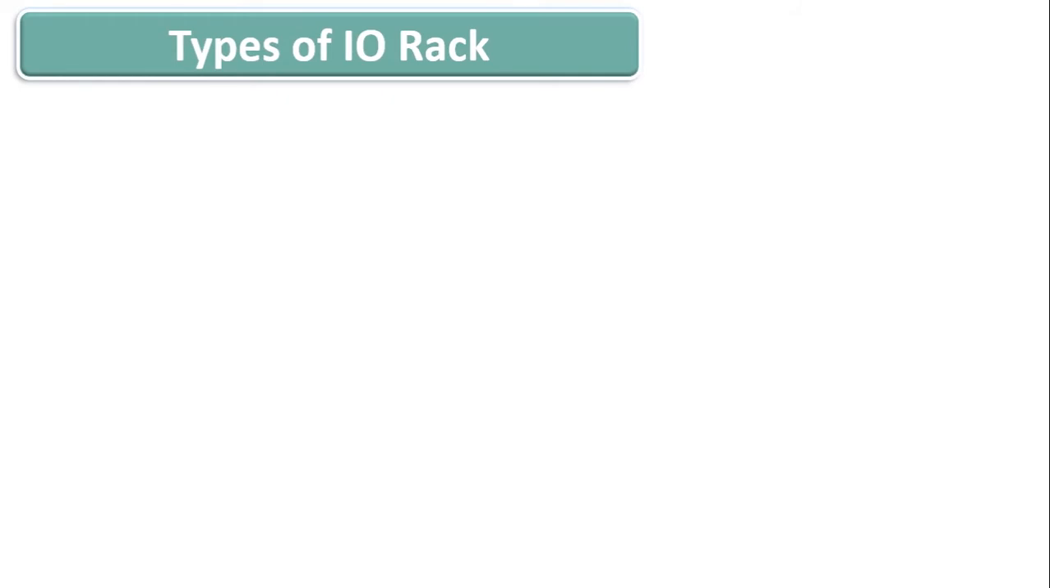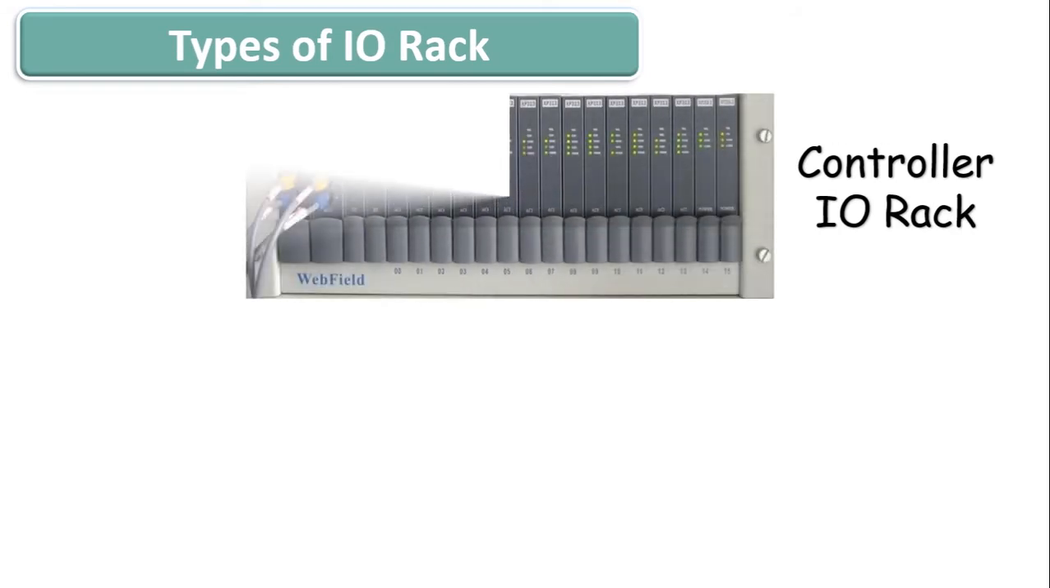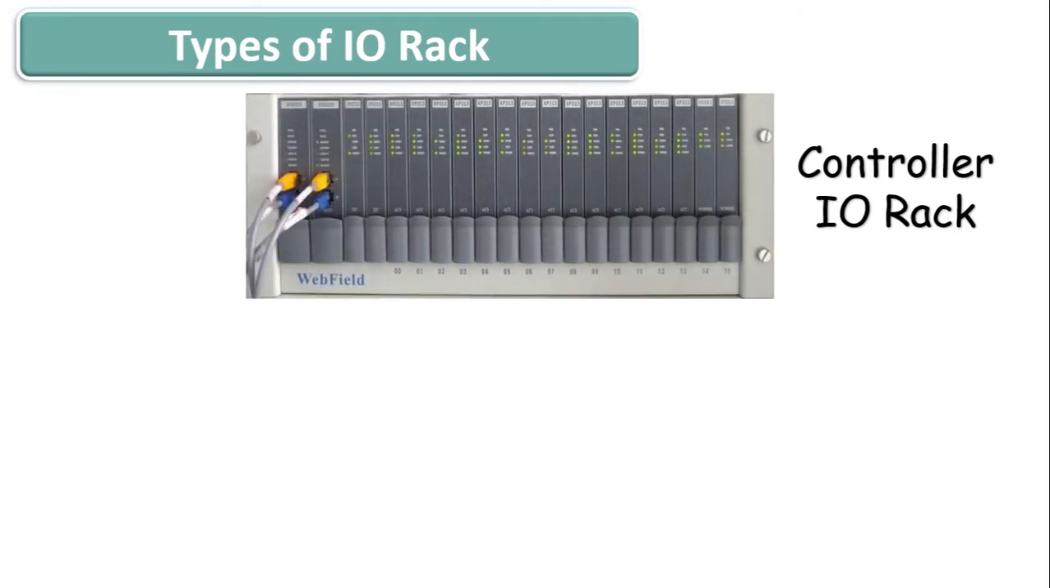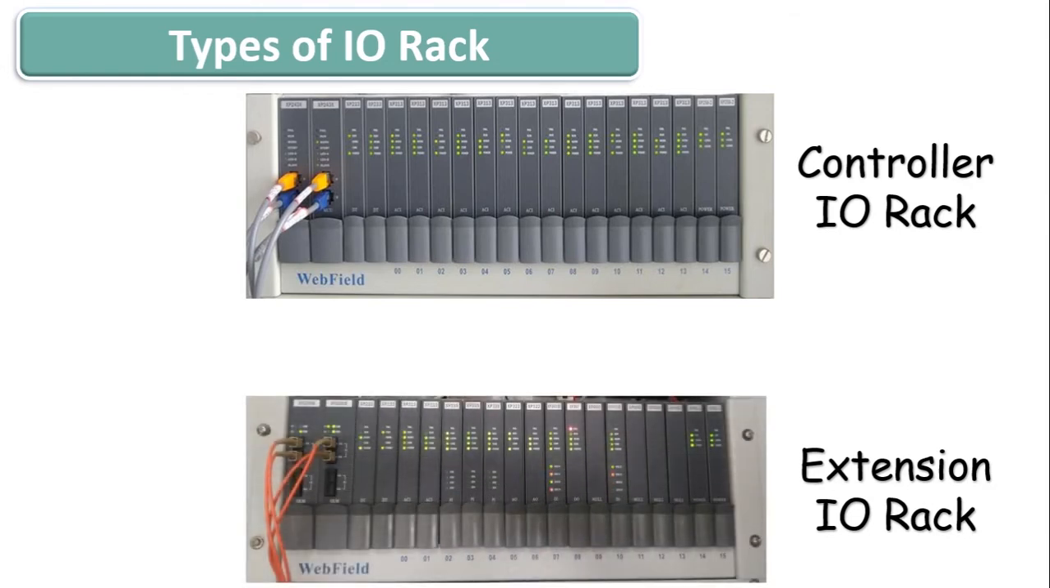Now we see the types of IO rack we see in the JX300XP system. First is the controller IO rack. It is the first IO cage in the system cabinet. Second, you can see the extension IO rack containing the fiber optic module. This IO rack is used when we have a remote IO cage at a distance of more than 20 meters. It is used as the last IO rack of the main system cabinet and the first IO rack of the remote cabinet. So let's see the distribution of IO modules in these IO racks.